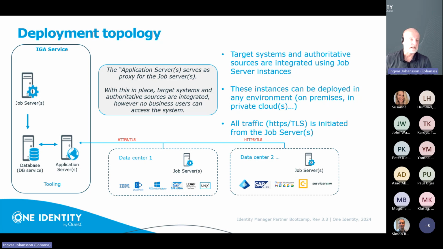They have their machines running in Azure, or in AWS, or Google, whatever cloud provider they use for their own data centers. So then you can install the job server or job service inside those different data centers where the customer has their target systems, and you can configure those job servers to use the application servers as proxies. As a result, you do not have to open up any firewalls for inbound traffic for this solution, because these job servers will use a pull mechanism.